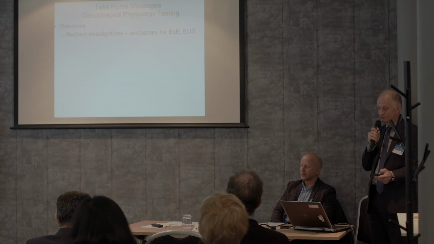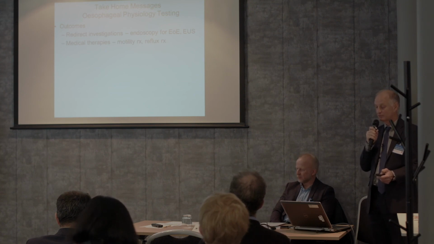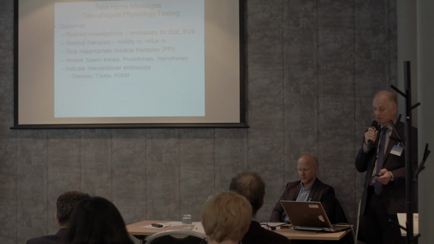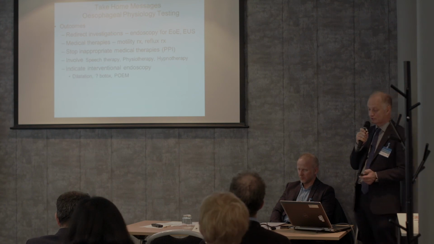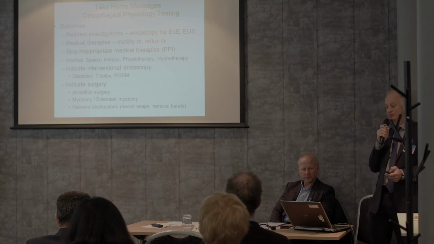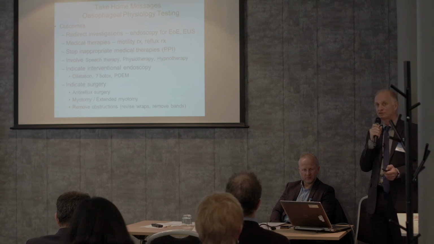So my take-home message is the outcomes of your tests should redirect investigations such as endoscopy or EUS, medical therapies, predominantly for the motilities, stopping medical therapy, so if patients don't have reflux, you can stop the PPI, involve other disciplines. It could perhaps indicate interventional endoscopy. It can sometimes indicate surgery. And this is just a useful take-home slide to remember the outcomes of your testing are really far-reaching and varied and involve lots of other people. So you need to educate them all into why they are doing what they're doing.